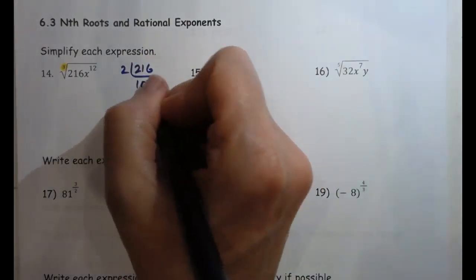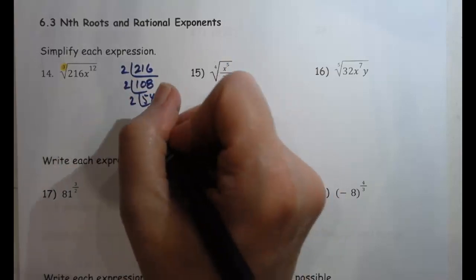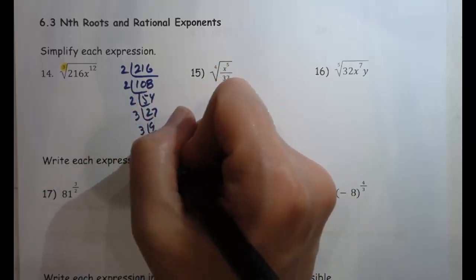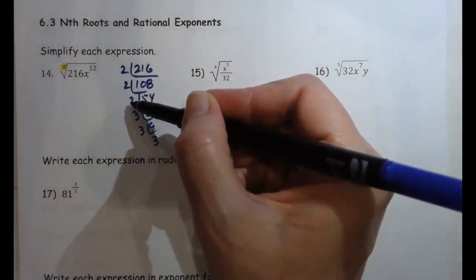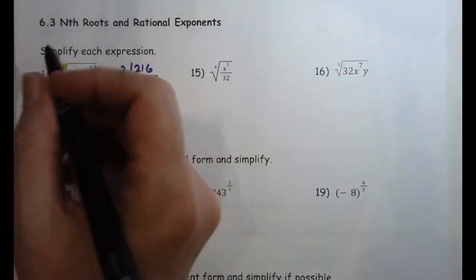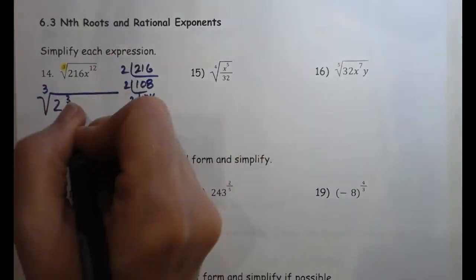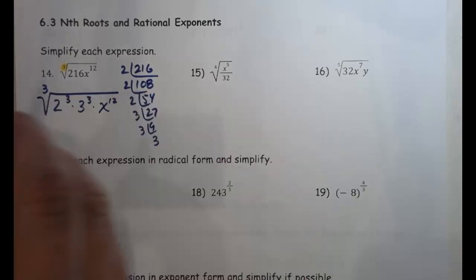216 divided by 2 is 108. Divided by 2 is 54. Divided by 2 is 27. Divided by 3 is 9. Divided by 3 is 3. So look at what we've got. 1, 2, 3 powers of 2. 1, 2, 3 powers of 3. Make the substitution here. 2 to the third, 3 to the third, x to the 12th.